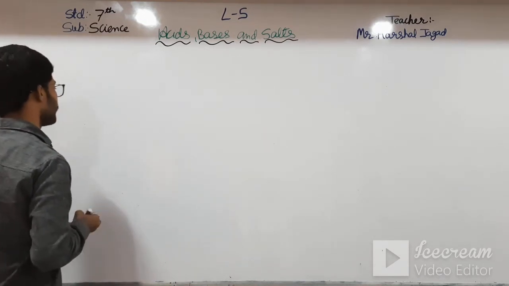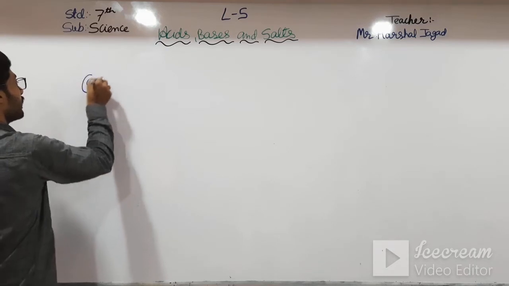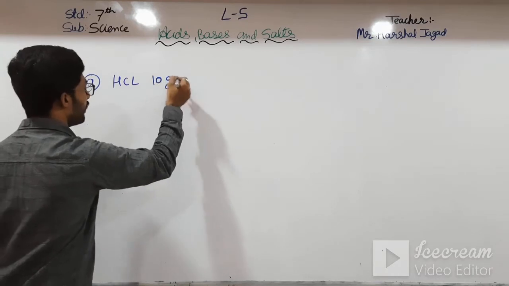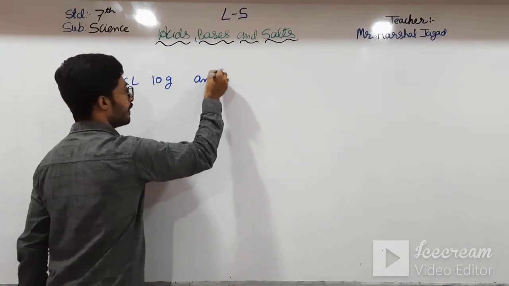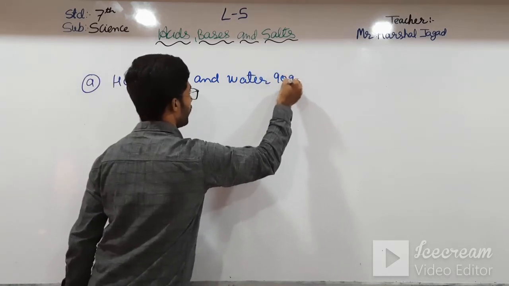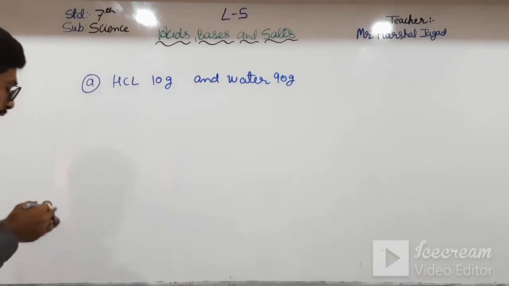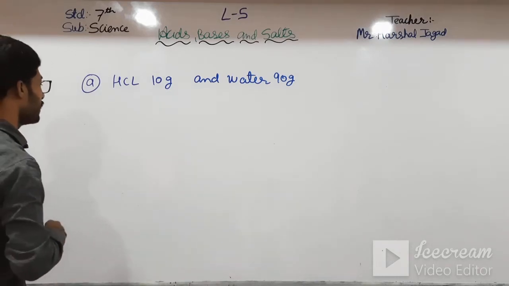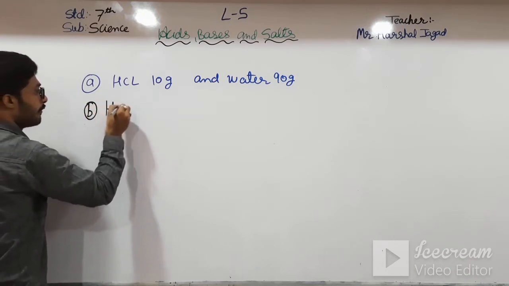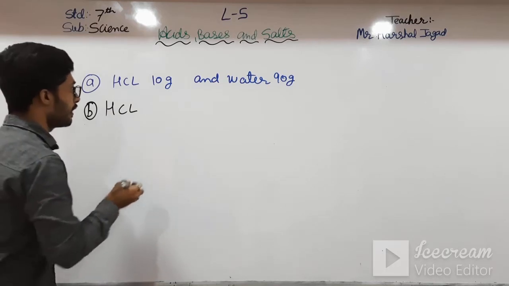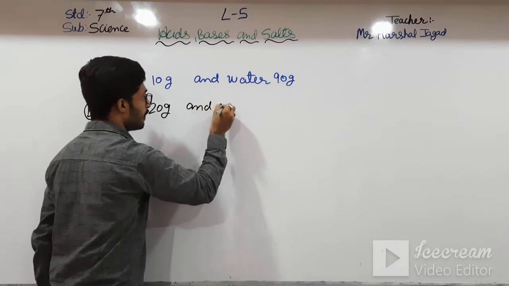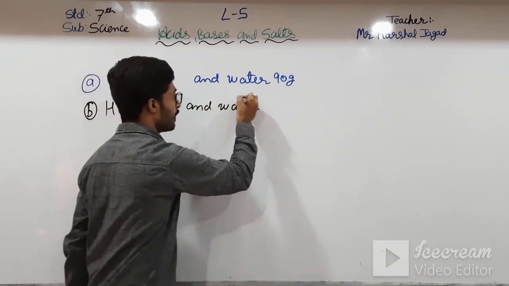See here, if I take HCl 10 gram and water 90 gram, okay students, then is it concentrated or dilute? First of all, write by your own, then I am writing the answer. And if we take HCl 20 gram and water 80 gram, okay students.